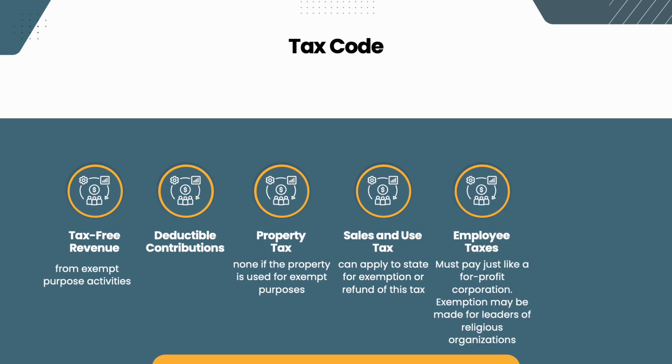Employees of 501c3s are treated for individual tax purposes exactly like employees of for-profit corporations. The one exception to this is the spiritual leaders of religious organizations: pastors, priests, ministers, rabbis, and imams. They are treated as self-employed individuals. This has to do with the tradition of the separation of church and state and the notion that the power to tax is the power to destroy.